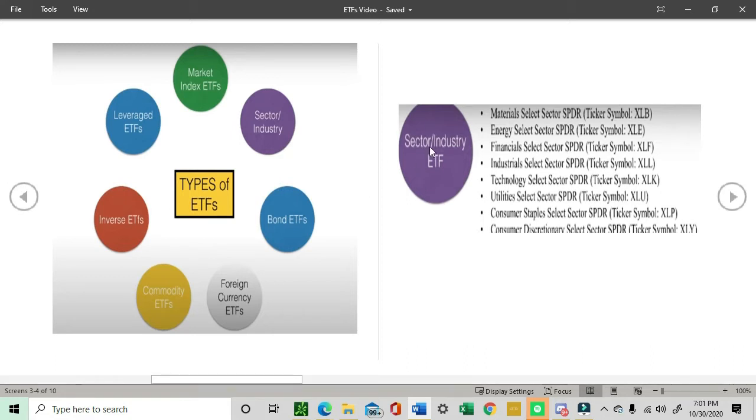Now let me give an example of a sector and industry ETF. There's materials, energy, financial, industrial, technology, utilities, consumer staples, consumer discretionary, and also healthcare. So let's say you're interested in the tech sector, but you don't want to invest in a specific company. What you could do is invest in the XLK. They only hold, I believe, about 50 to 70 companies in their index, but it's for a decent price, I believe around the $50 to $60 range.